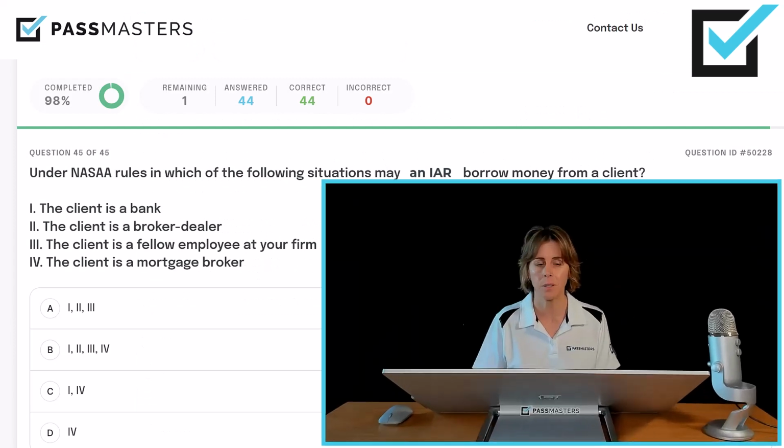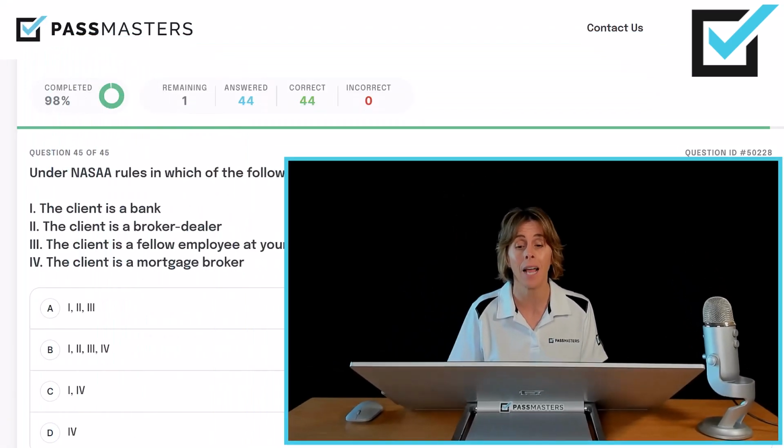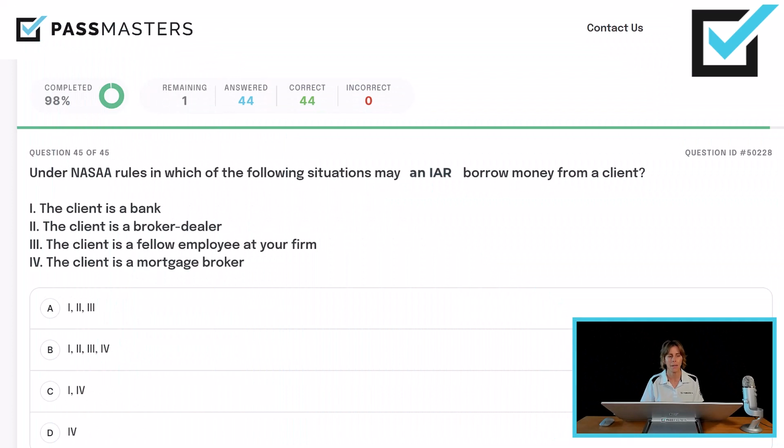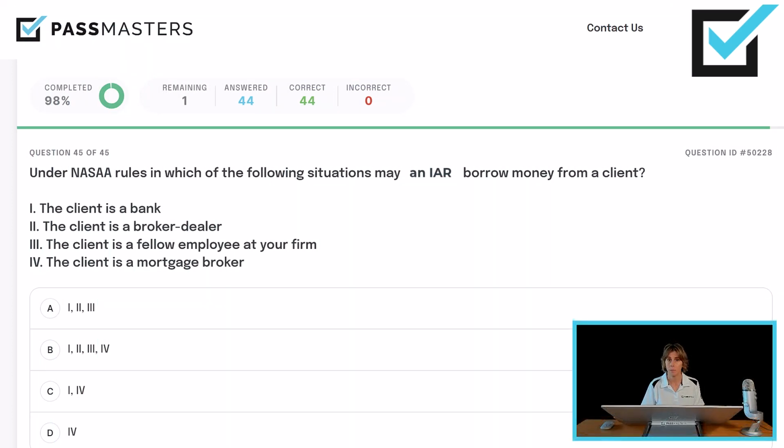Under NASAA rules, NASAA is the North American Securities Administrators Association. They are the ones who are in charge of the 65, 66, and 63 exams. Under NASAA rules, in which of the following situations may an IAR borrow money from a client? 1, the client is a bank. 2, the client is a broker-dealer. 3, the client is a fellow employee at your firm. Or 4, the client is a mortgage broker.